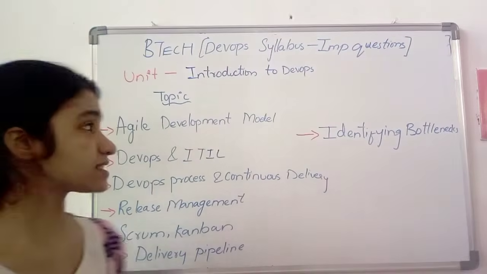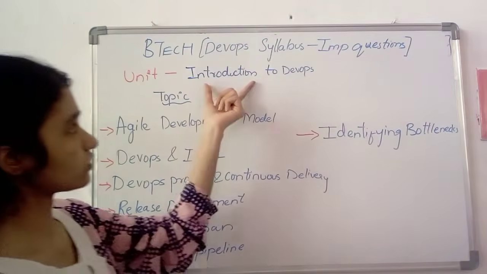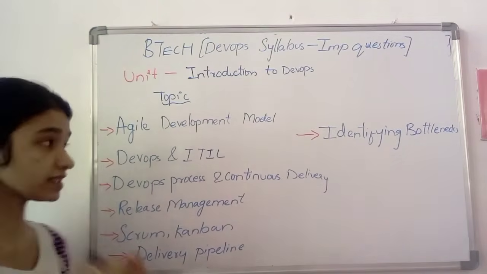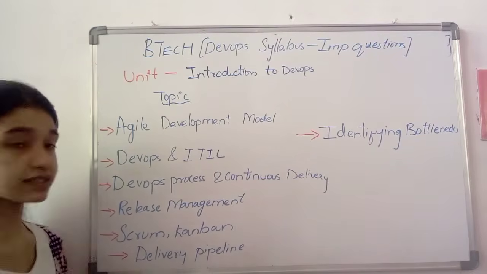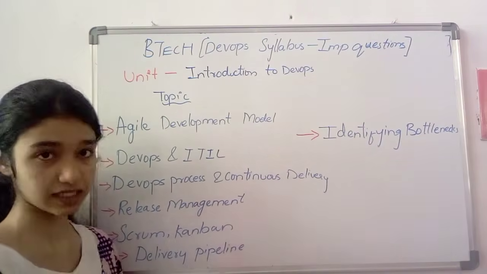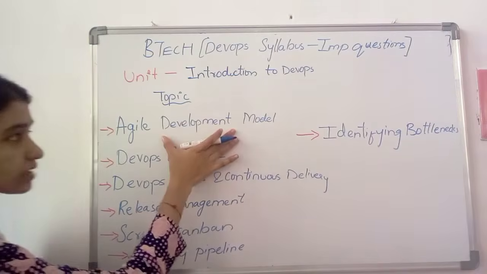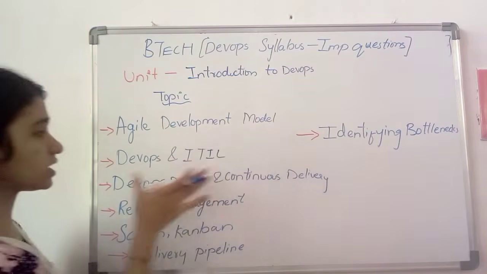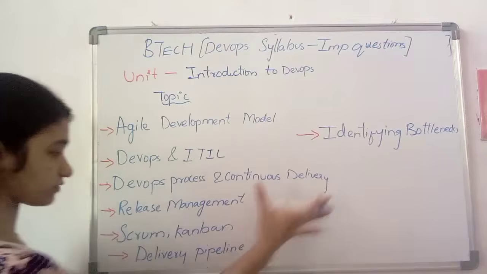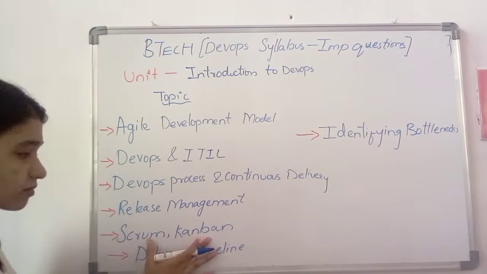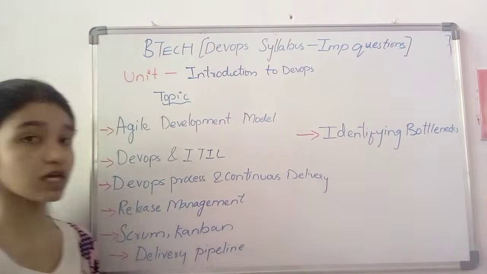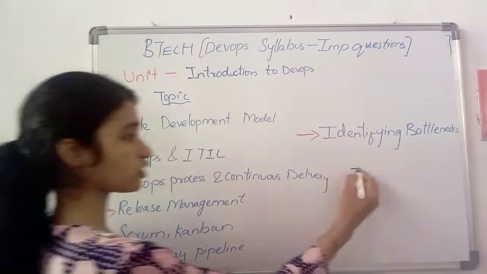Okay. So let's see the first unit, introduction to DevOps. This unit is so easy. Why is this unit so easy? Because in this unit, most of the topics are very repeated. First, let's see the topics: agile method, agile development model, DevOps and ITIL, DevOps process and continuous delivery, release management, Scrum and Kanban, delivery pipeline, and identifying bottlenecks. So these are the topics, a total of 7 topics.